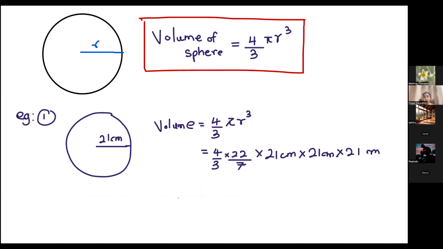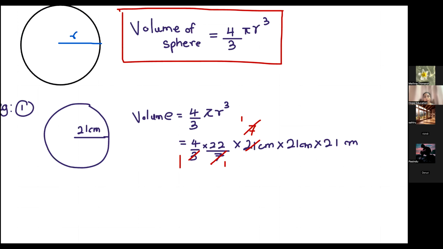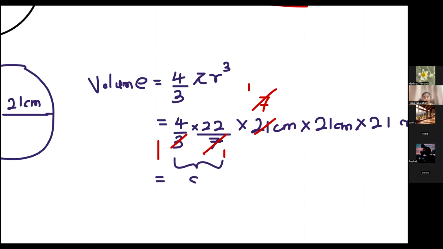So 3 times 1 is 3. 3 times 7 is 21. 7 times 1 is 7. 7 times 1 is 7. I think it's multiplication we have to do. 4 times 22 is 88. We have two 21s here, let's see.